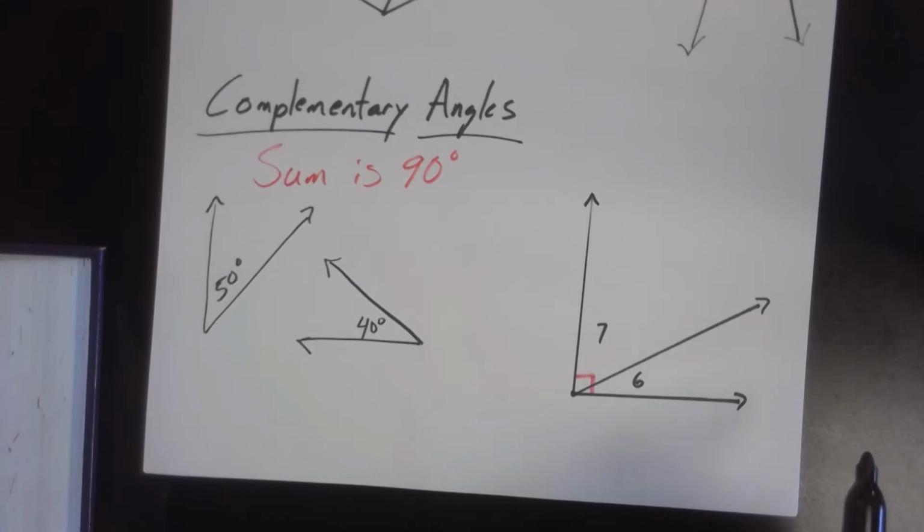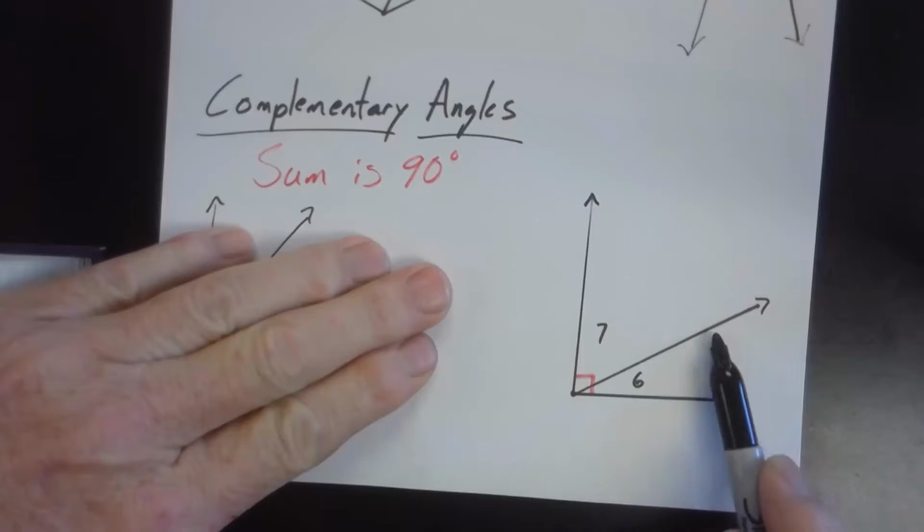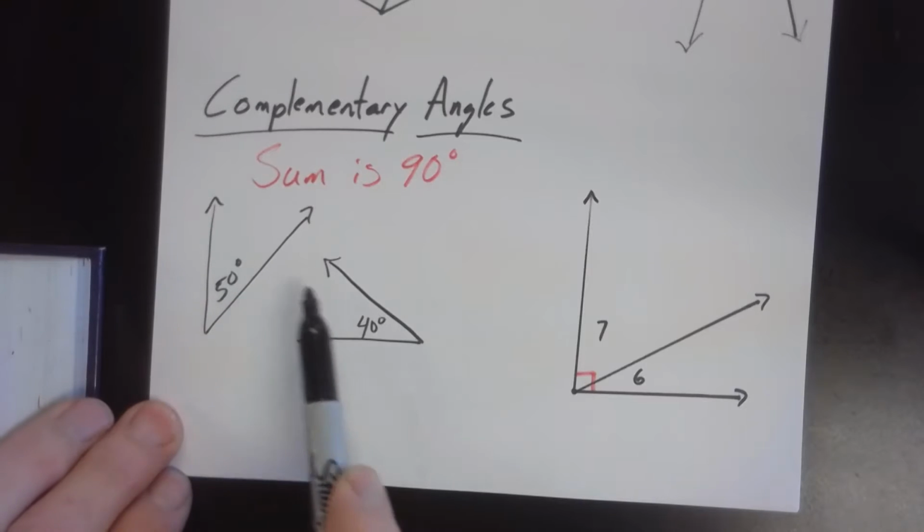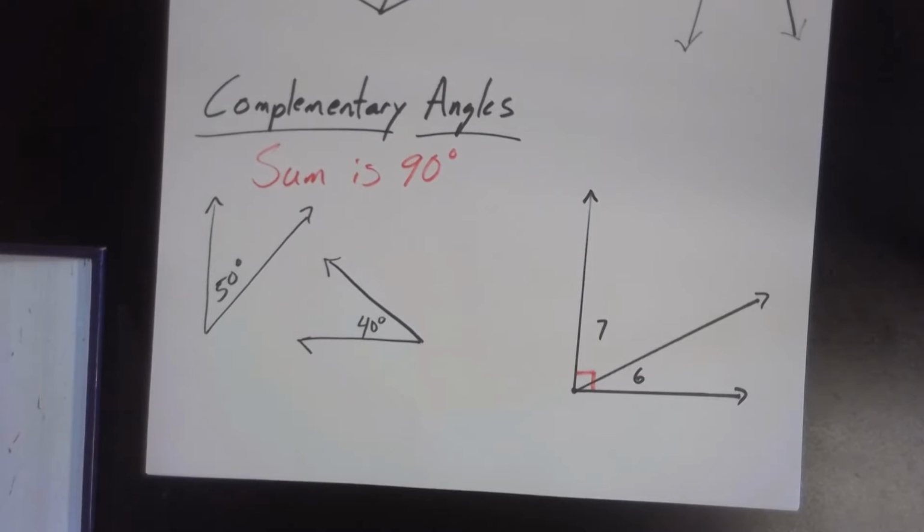Now, one of the problems becomes, I think we see them so often like this, we start to think of all complementary angles like this. But adjacent has nothing to do with it. They can be adjacent like this, or they can be non-adjacent angles. As long as their sum is 90 degrees, they're complementary angles. You okay with this? Okay, everyone good? Got that in your notes?